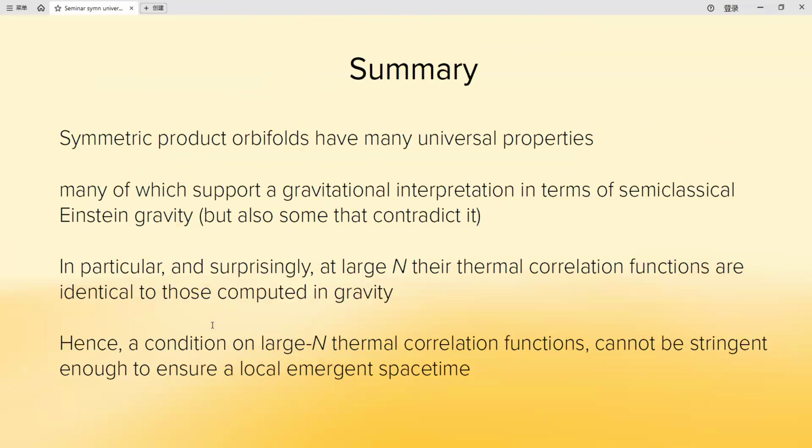So let me summarize. I've been talking for a long time. Symmetric product orbifolds have many universal properties. Many of them support a gravitational interpretation in terms of semi-classical Einstein gravity, but there are also some that contradict it. In particular, and surprisingly, we've seen that at large n, their thermal correlation functions are identical to those computed in gravity. And thus, any condition on large n thermal correlation functions cannot be stringent enough to ensure a local emergent spacetime.